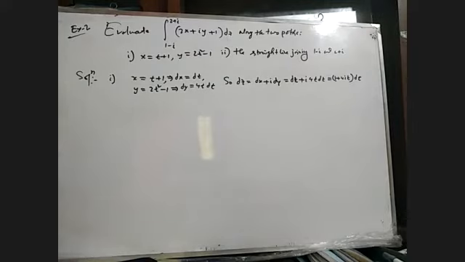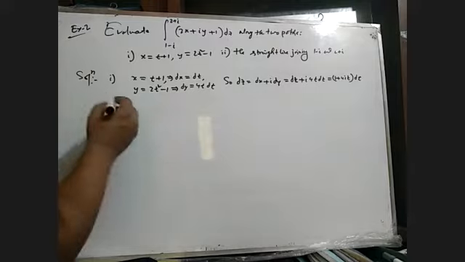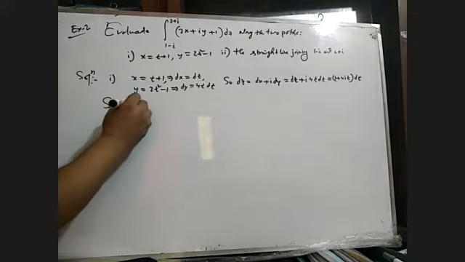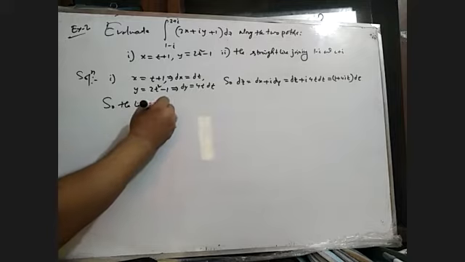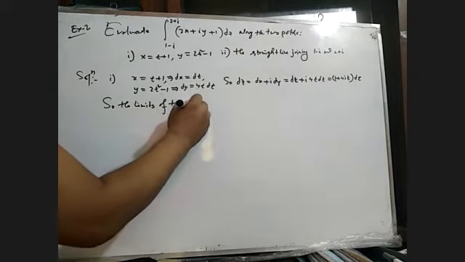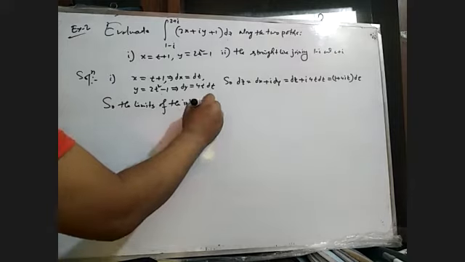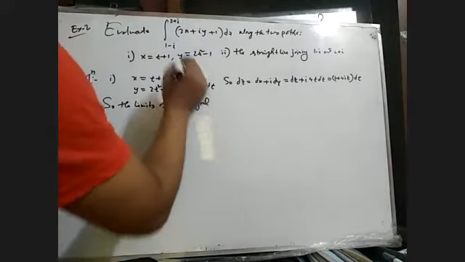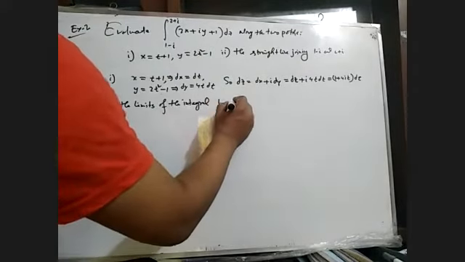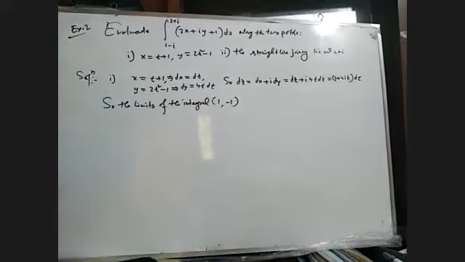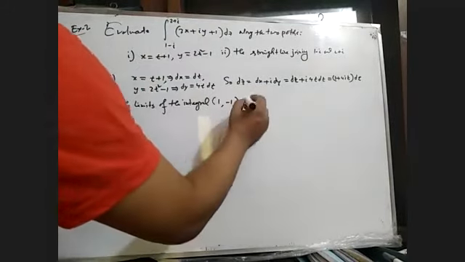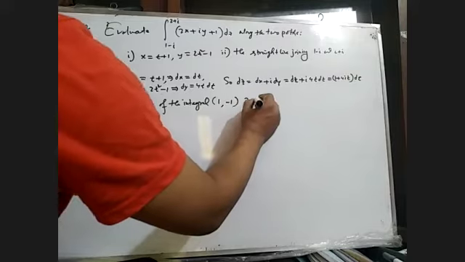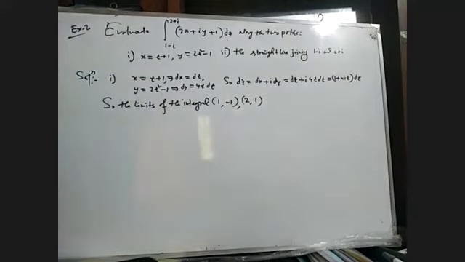And the limits of the integral are 1 minus i and 2 plus i. Okay, 1 minus i means 1 comma minus 1 in Cartesian form, and 2 plus i means 2 comma 1 in Cartesian form.